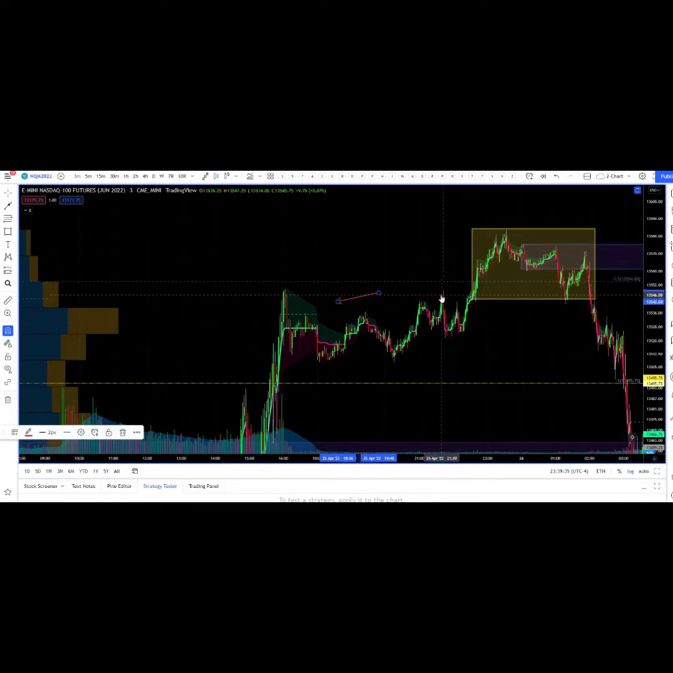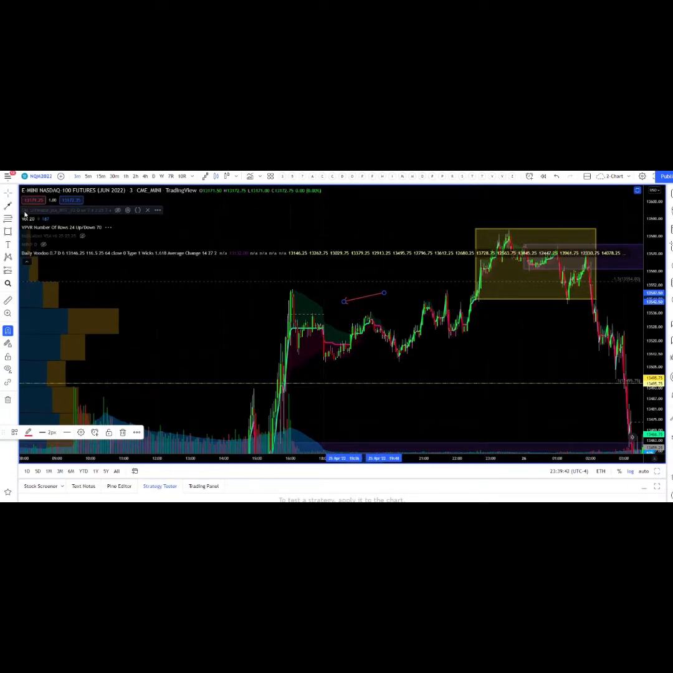So let's see. Before I talk about market phases real quick, let me show you what my chart is made out of. In addition to volume and the volume by price, I've also got this new daily voodoo indicator that I've shared on Discord.